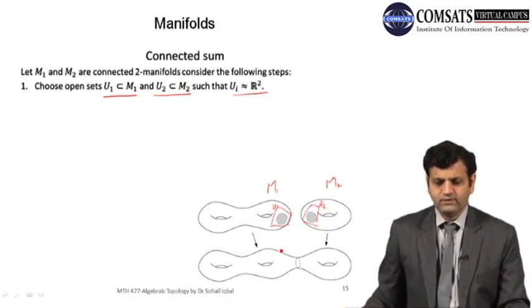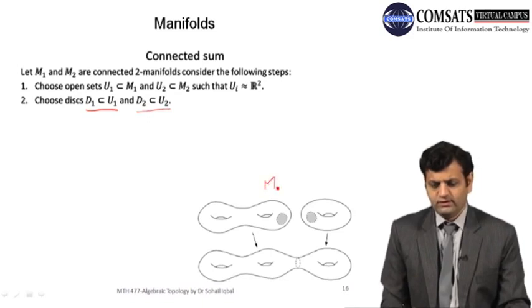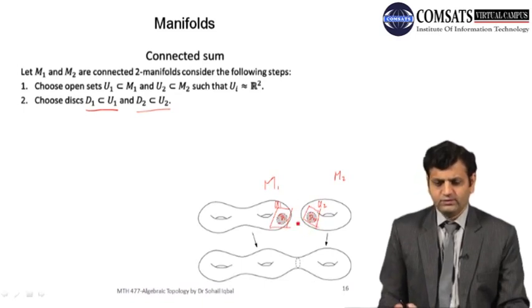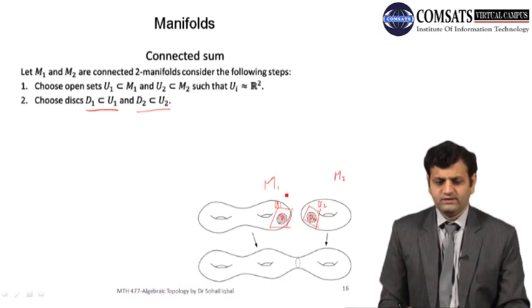Okay, so in the next step what we are going to do is choose the disks D1 in U1 and D2 in U2. So in M1 and M2 we have this U1 and we have this U2, and this is the disk D1 and this is the disk D2. So far we have chosen two manifolds and subsets U1 and U2 of M2 which are homeomorphic to R2, and then we chose two disks inside those subsets U1 and U2.